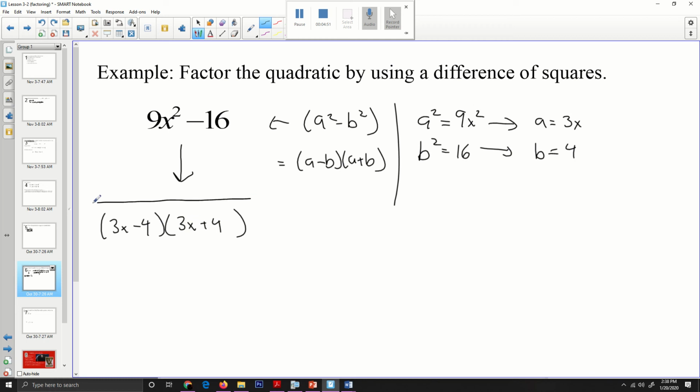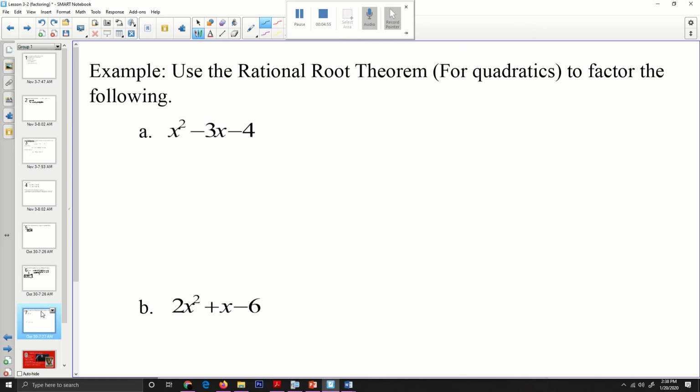We have that. Okay. Rational root theorem for quadratics. Use the rational root theorem to factor this. And so usually when I have a leading coefficient of 1, I don't do that.